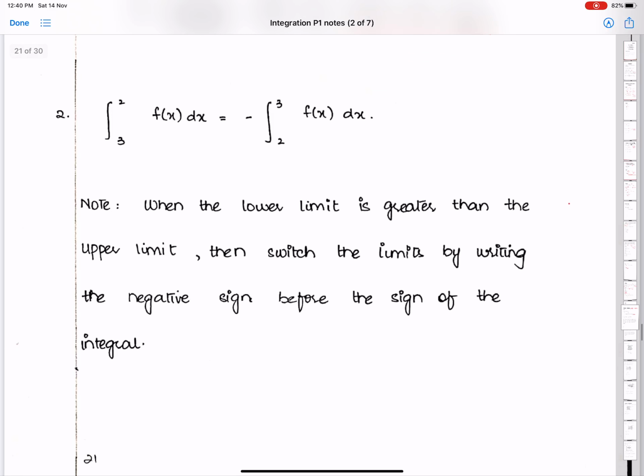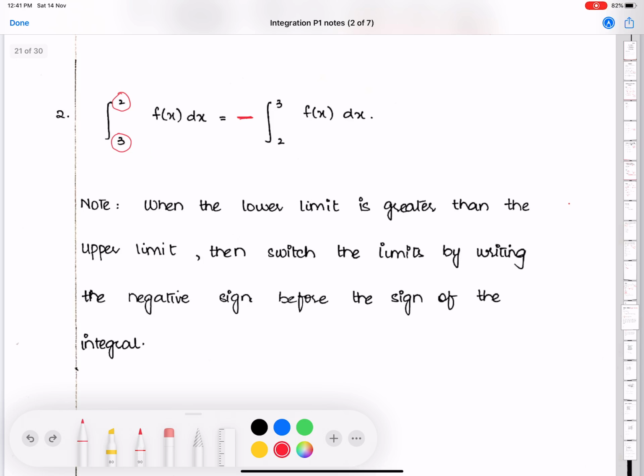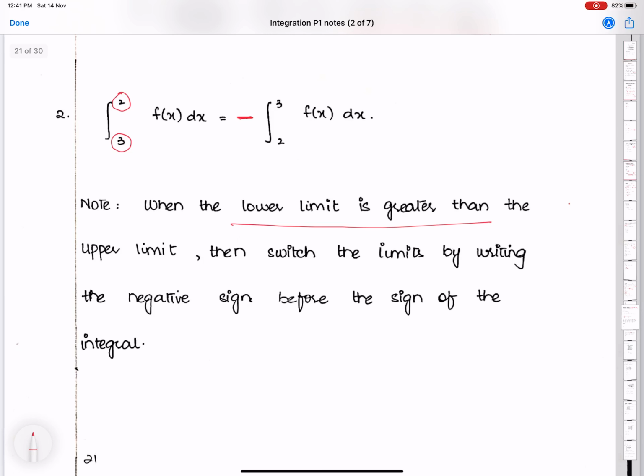When the lower limit is greater than the upper limit, then we need to switch the limits by writing negative sign outside the integral. So whenever you find this type of integral, always switch the limits like this and put negative sign before the sign of integral. I have mentioned this here. When the lower limit is greater than the upper limit, then we always switch the limits by writing negative sign before the sign of integral.